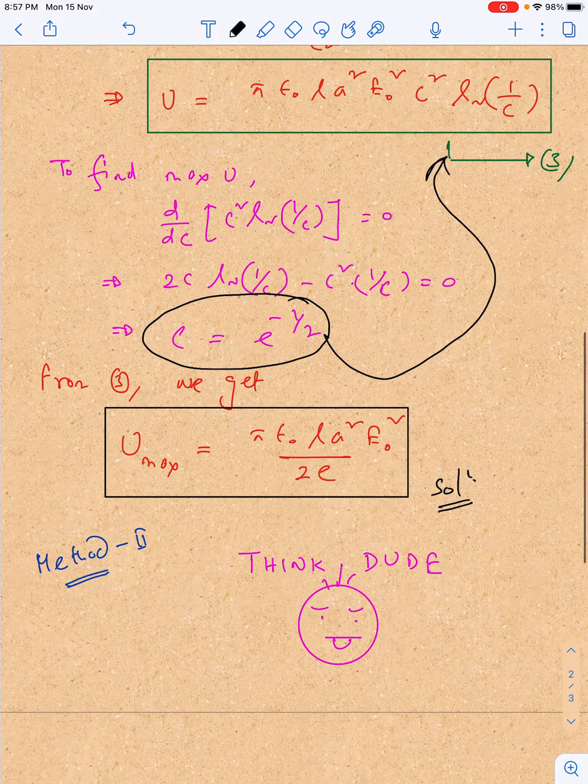Now what is the other method? I will leave that up to you. Do let me know in the comment box, and definitely if you try you will get the answer. I have full confidence in you. You are really champs, doing great.